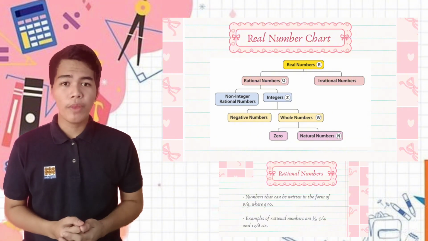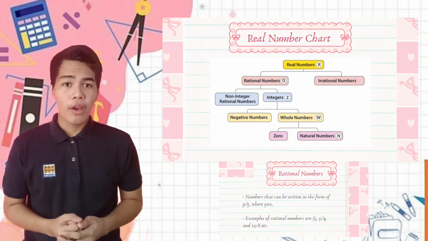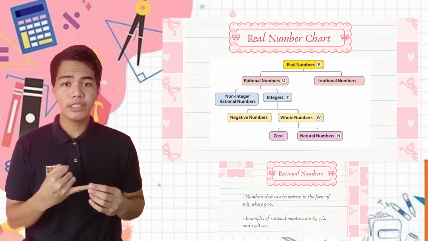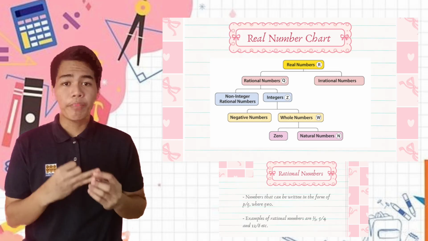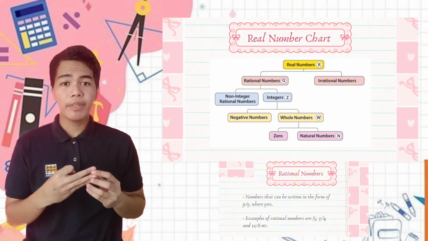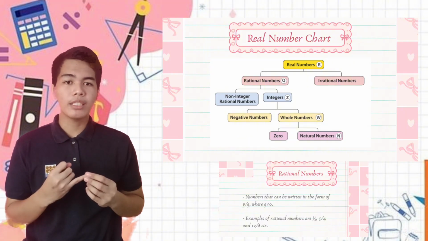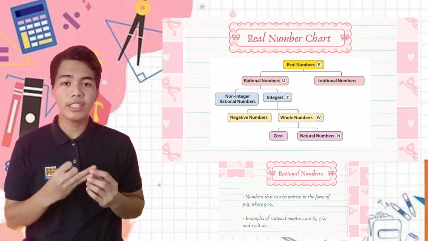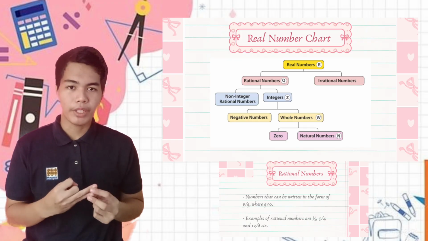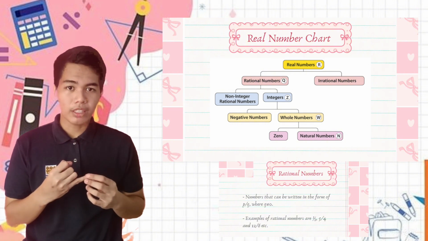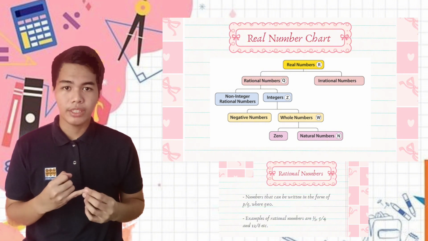Though in decimals, we have an exemption. You see, we categorize decimals into 3 categories. We have terminating decimals, non-terminating but repeating decimals, and non-terminating and non-repeating decimals. Terminating decimals and non-terminating but repeating decimals are rational numbers, while non-terminating and non-repeating decimals are irrational numbers.